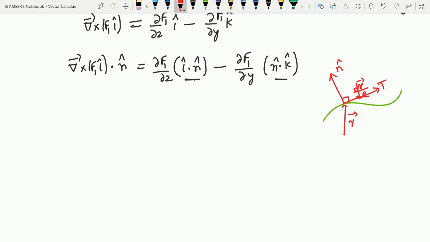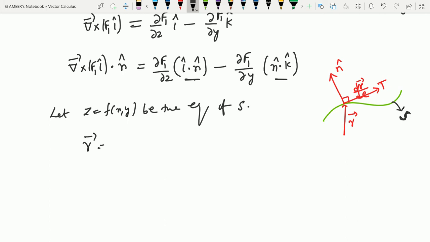So now what I'll do here: let z is equal to f of xy be the equation of S. So this is S, obviously a closed surface. For the time being I am indicating it like this. Definitely it is a closed surface, not an open surface. So that is bounded by some curve. Then the position vector r can be written as x i cap plus y j cap plus z k cap.